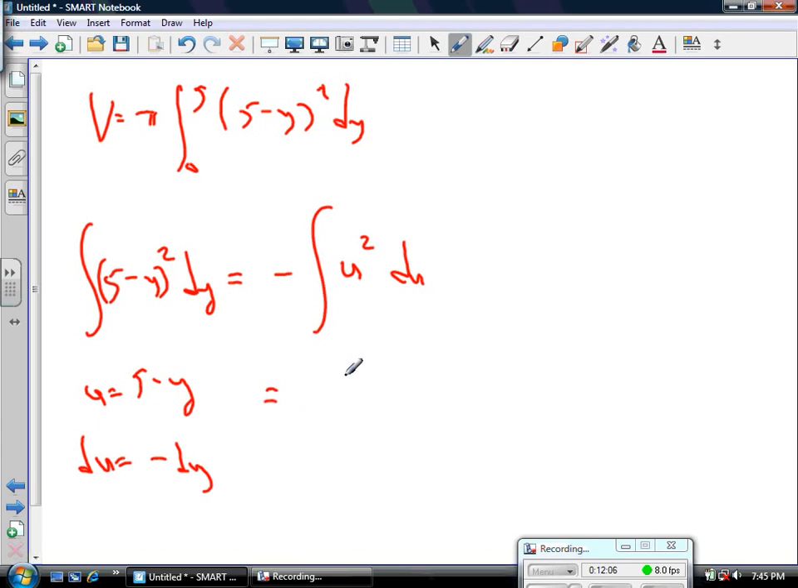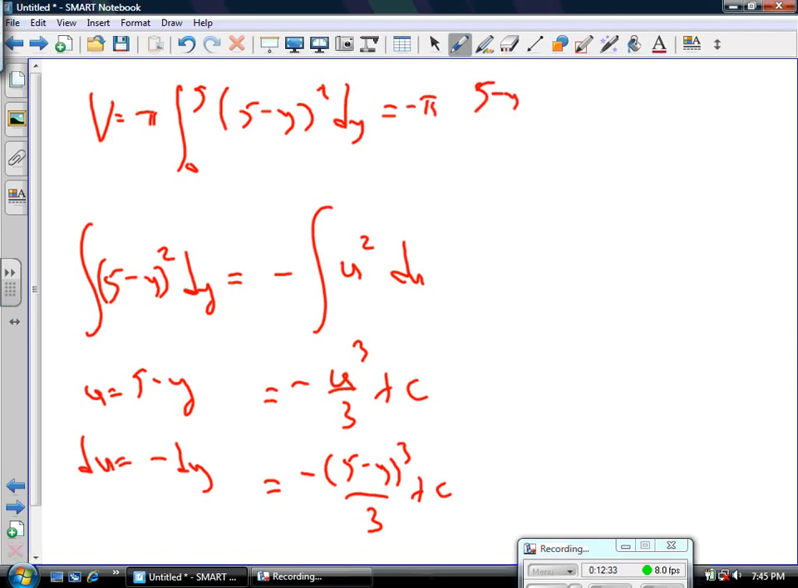So what do you get? How do you integrate u squared du? You get u cubed over 3, and it's negative, plus c, all right? But u is 5 minus y, so I get negative quantity (5 minus y) cubed over 3 plus c. Everybody okay with that? That's the antiderivative. So I'm going to say equals, how about negative pi, times (5 minus y) cubed over 3 evaluated from 0 to 5.